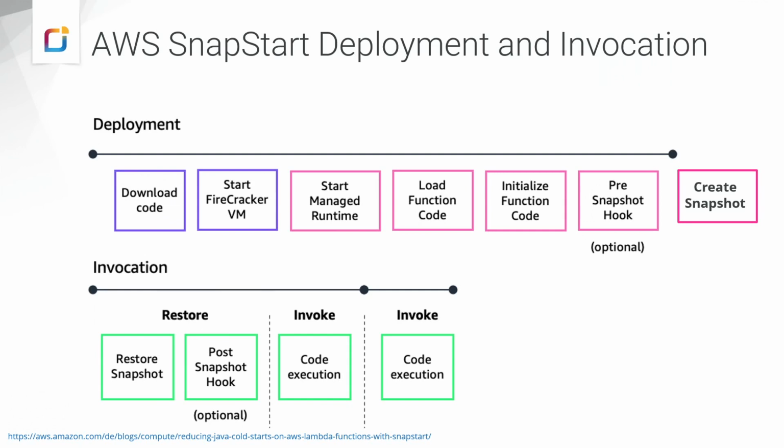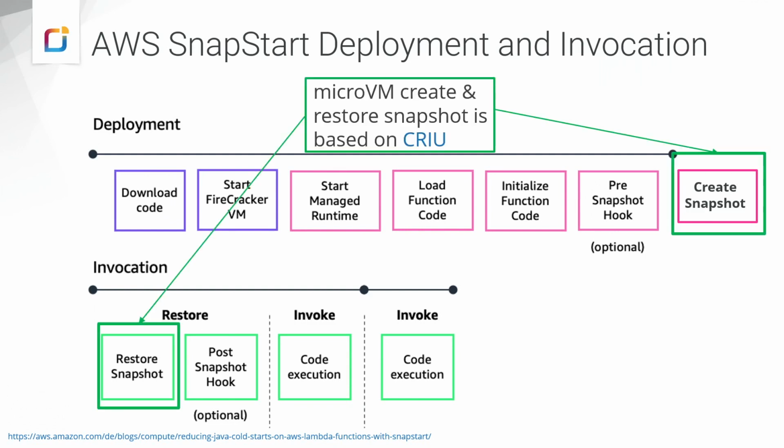I will be talking about what this is. In the invocation phase, when the real traffic comes in, there is an optional post-snapshot hook. They also restore the snapshot that they previously stored, and then they execute the code. So now let's look at what that is. This create snapshot and restore snapshot works on a micro-VM, a Firecracker micro-VM. It was based on CRIU. In the next slide, I will explain what this is.